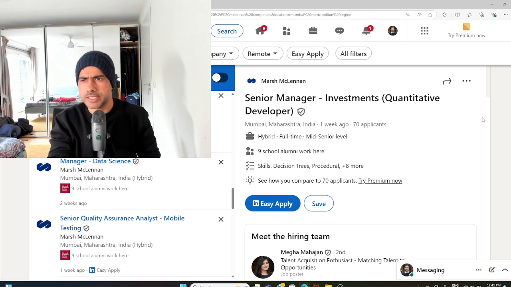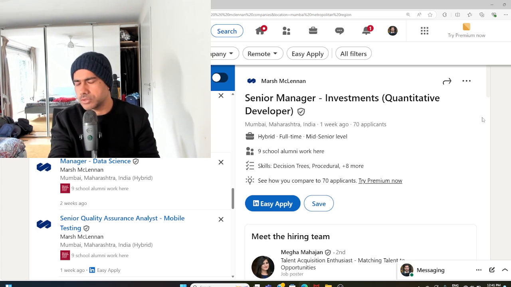Well, as the name suggests, it's a quantitative developer position. That means it's not a role where you will be building models or developing models. This is rather a software engineering role, which requires some knowledge of finance and quantitative finance. But this is primarily a software engineering role in a quant firm, right?